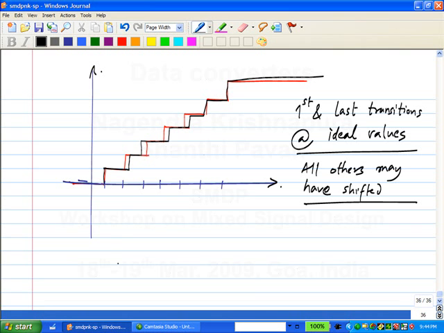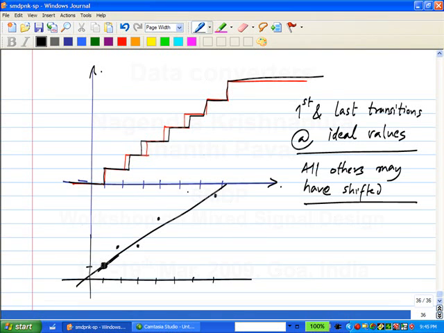So in this case, if you plot all the transition points, what will the curve look like? Will it be a straight line? Huh? Clearly not. The first one will be at VLSB, and the last one will be in this case at seven times VLSB, and in the middle they may have shifted from the ideal values. Okay. So clearly, if you make the first one and last one coincident and the remaining are not coincident with the ideal values, the curve is nonlinear. Is that okay? So, and from this, you can calculate the INL and DNL that I mentioned yesterday.